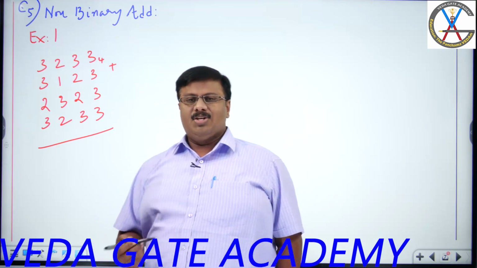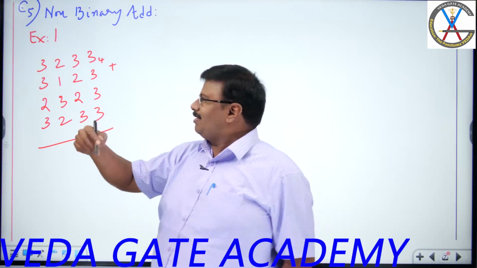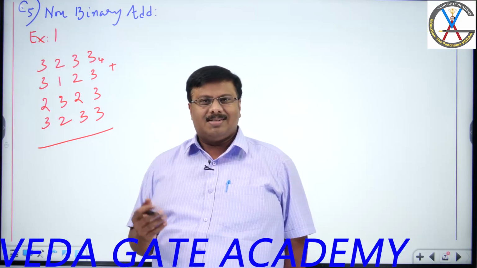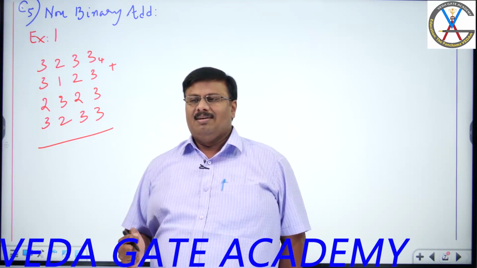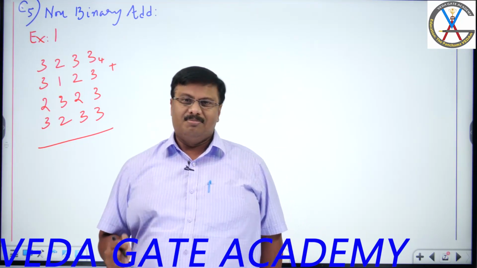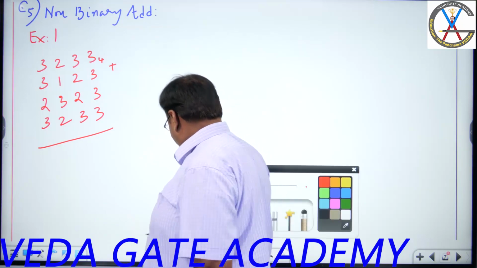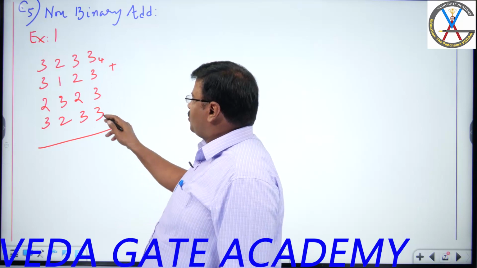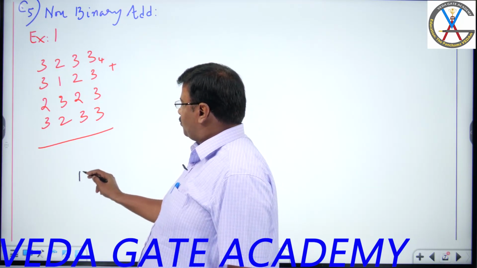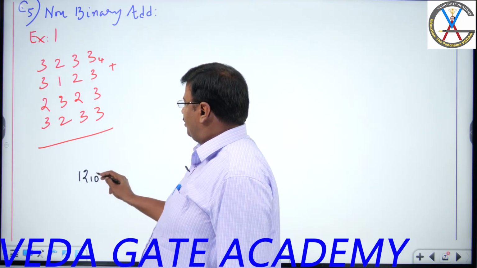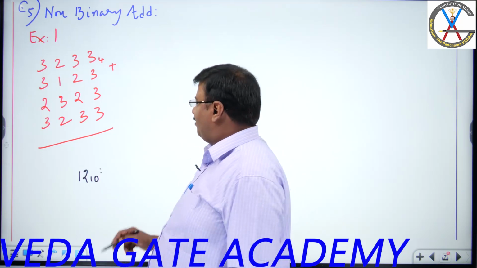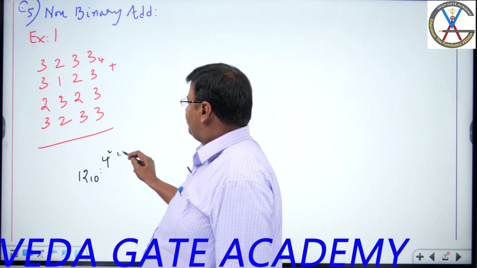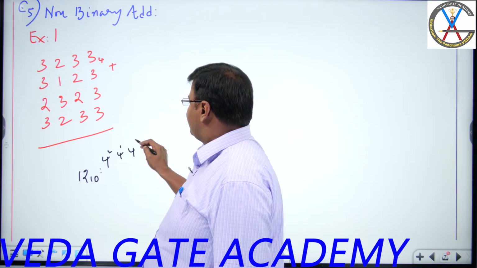In this case, generally people add by converting into binary, then adding them, and reconverting into base four. A silly and lengthy way even. Let us use a smarter and faster method. 6, 9, 12. Here 12 is the decimal number. Let us find the base 4 equivalent. Base 4 places are 4 square, 4 power 1, 4 power 0.